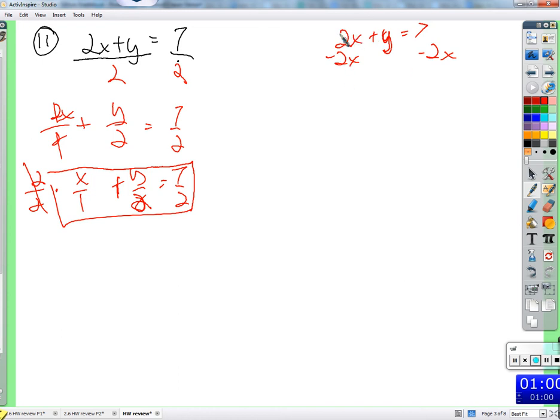Does this minus 2x cancel this 2x? Yep. Yeah, we have a string of addition: 2x plus negative 2x. They cancel each other out. And y equals 7 minus 2x. We're already done. One step. We just subtract the 2x.